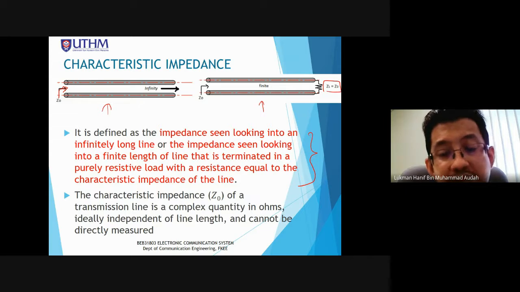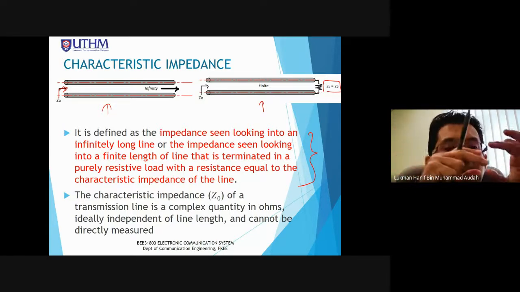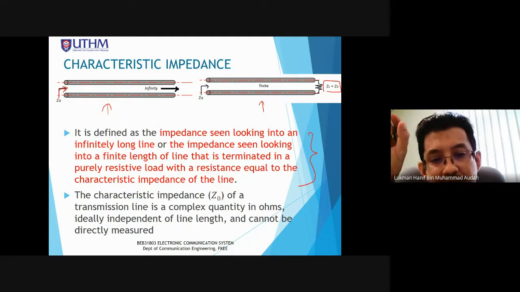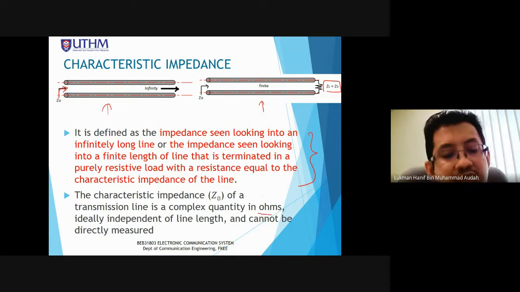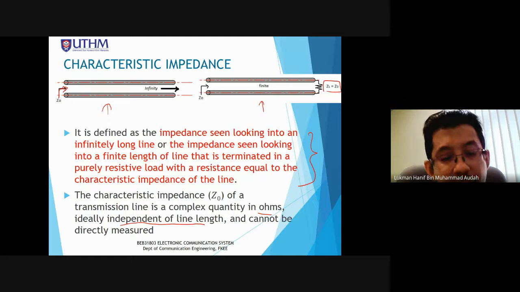Bermakna characteristic impedance ni dengan kata lain dia merujuk kepada impedance of that cable. Tak kira panjang mana pun dia mempunyai satu nilai impedance. Okay. The characteristic impedance of a transmission line is a complex quantity in ohms, unitnya dalam ohms, ideally independent of the length and cannot be measured directly. So dia tidak bergantung kepada panjang.